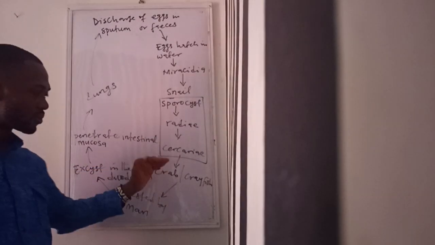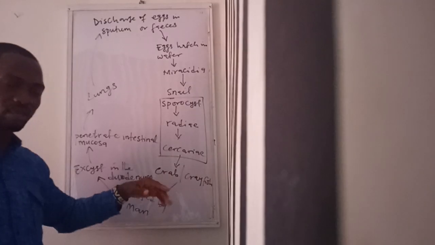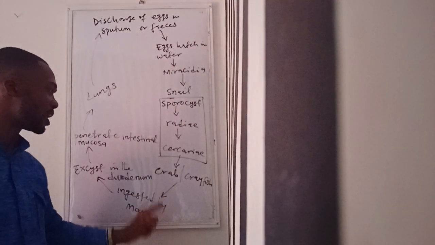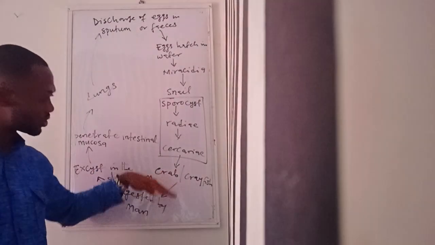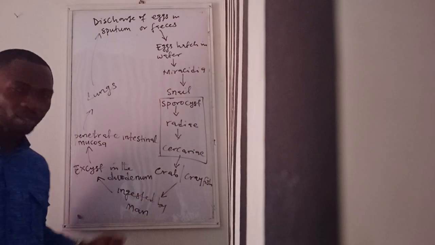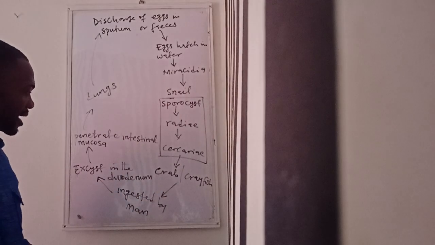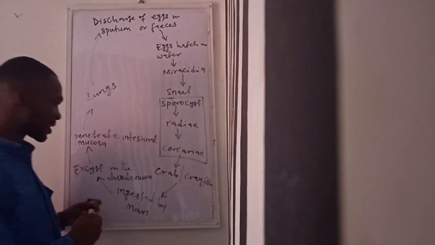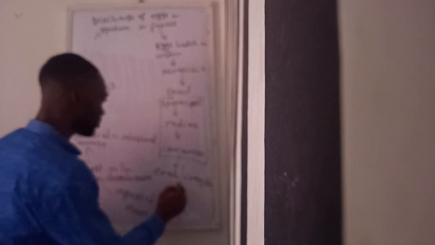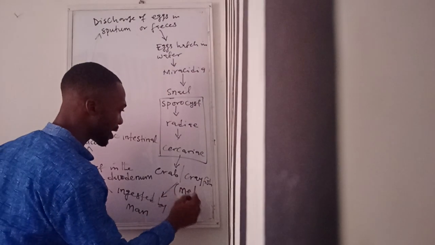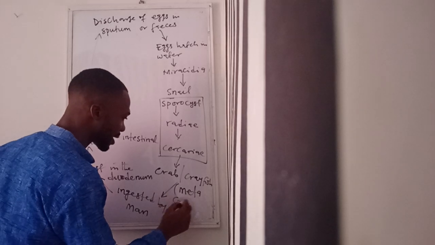Then this cercariae, of course, leaves the body of the snail, trying to locate the second intermediate host, which is the crab or crayfish. And once it locates it, it penetrates this crab or crayfish, then remains encysted or transformed into metacercaria. I didn't write that. So let me just put metacercaria here. Metacercaria.